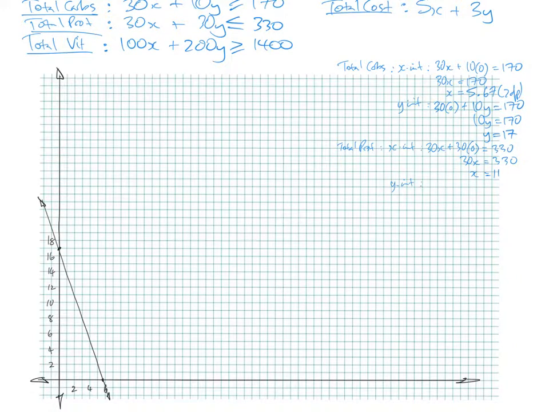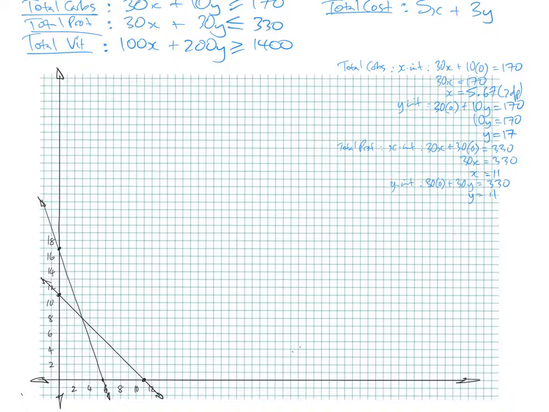Y int: 30 lots of 0 plus 30y is equal to 330. That is going to be 11 as well. So the second constraint for protein is going to be 11 and 11. So I can draw that one in now. This is going to be an extremely long video. It's alright, you're going to have to do this process yourself too.